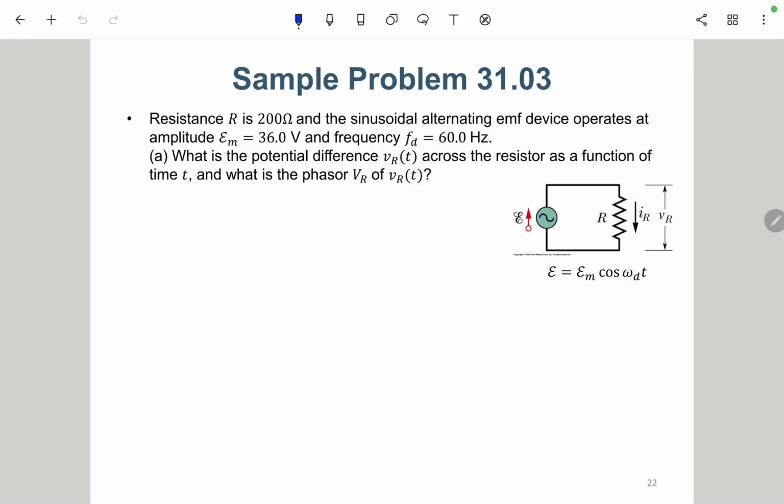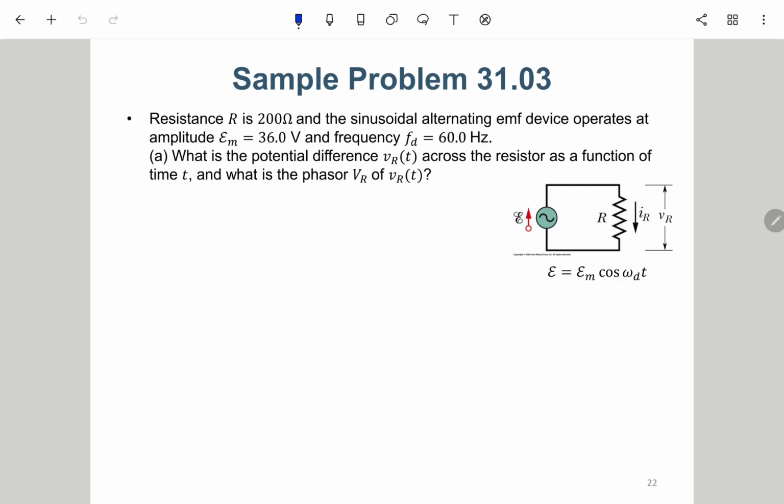Okay, so let's take a look at the sample problem for how to make use of the impedance. It says the resistance R is 200 ohm, and the sinusoidal alternating EMF device operates at amplitude EM equals 36 volt and the frequency fD equals 60 hertz. What is the potential difference V out of t across the resistor as a function of time, and what is the phasor V out of t?